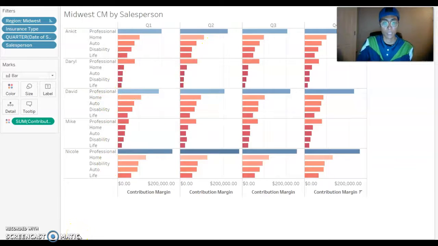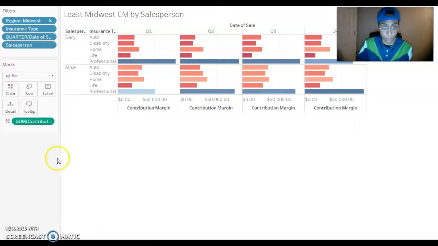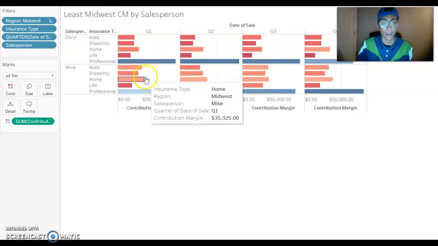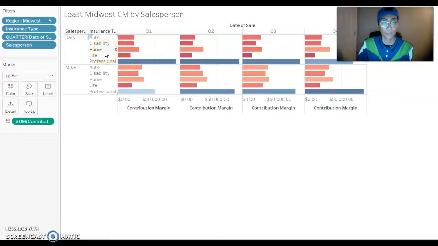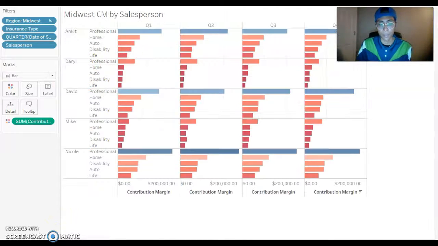And then on my next sheet, I wanted to take a look at the two salespeople that contributed the least for the contribution margin, and it ended up being Daryl and Mike. So if you can see in my last sheet, this was rated out of 200,000, and most of these guys ended up hitting the mark. But when you go down to Daryl and Mike, their charts are very low.